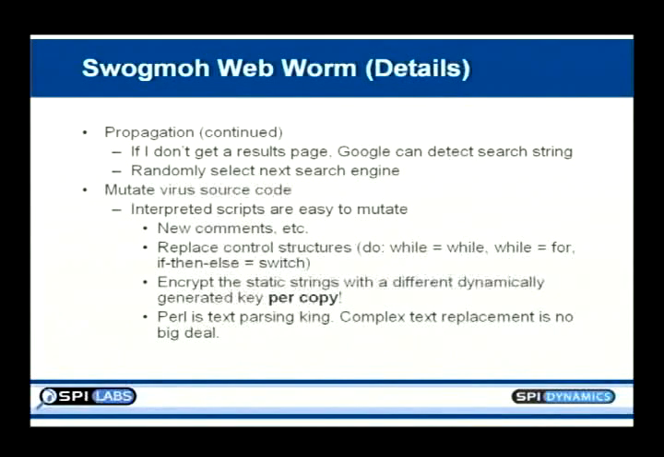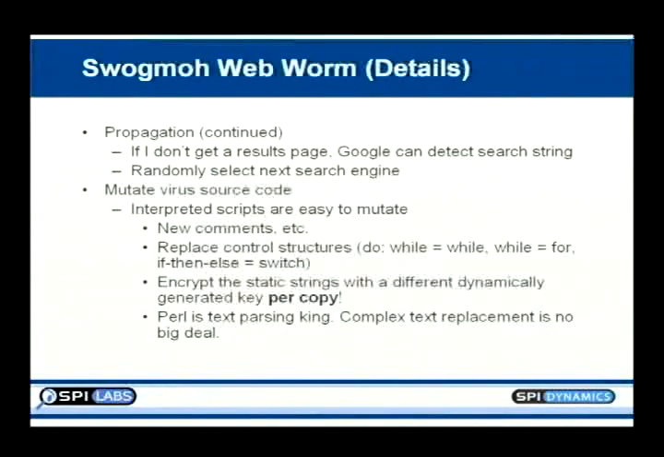Now this is the fun part. We're going to mutate the virus source code. We're going to have a polymorphic worm, because we don't want you to write a signature on it. First of all, it's an interpreted script, so it's a lot easier for me to mutate it. I could just throw a new comment at the beginning. That'll mess up the MD5 checksum.